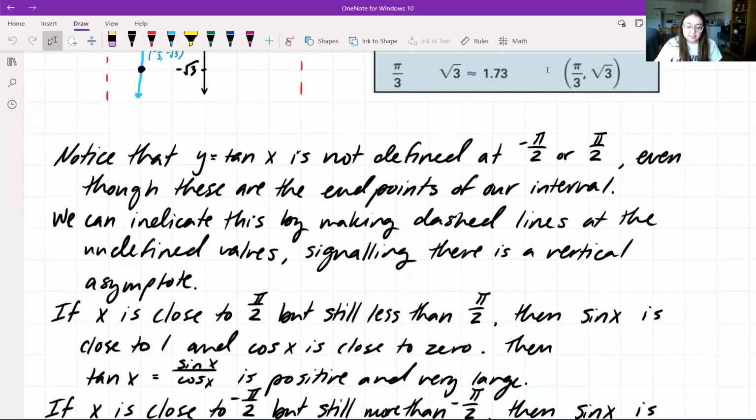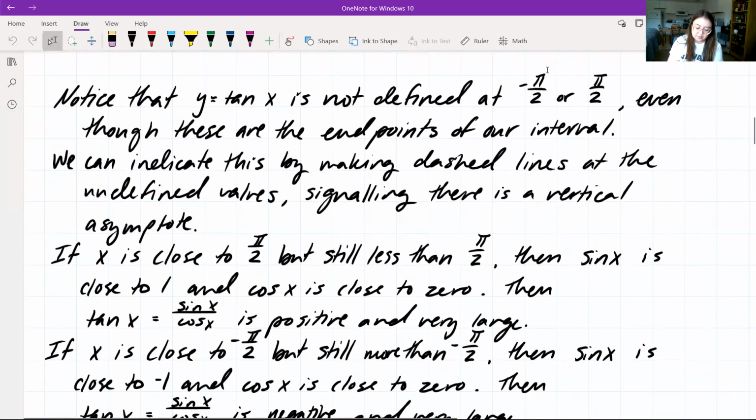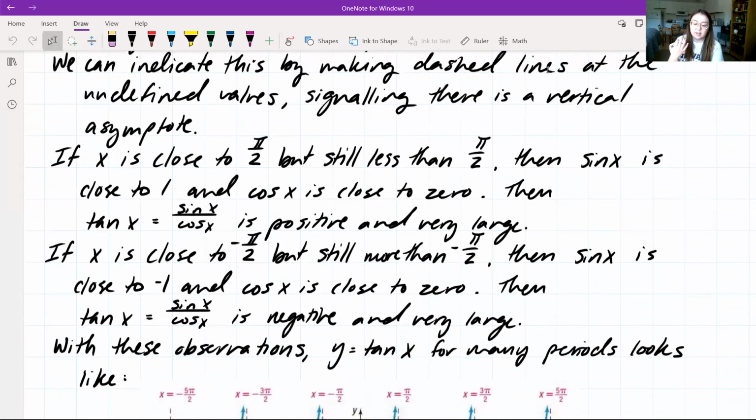A few things we can notice: tangent is once again not defined at negative pi over 2 or pi over 2. Even though these are endpoints, that's why we draw these vertical asymptotes, which we represent by our red dashed lines. Then we see that if x is close to pi over 2 but not quite pi over 2, then sine of x is close to 1 and cosine of x is close to 0. This is how we end up getting our positive infinity. That just means that as x approaches pi over 2, tangent of x approaches infinity.